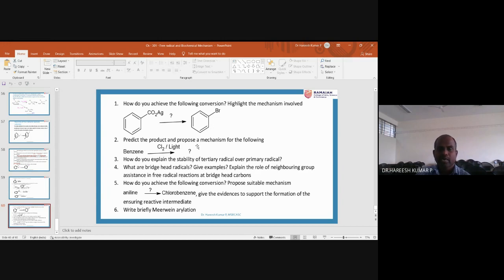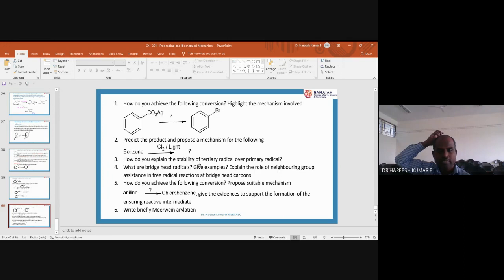Predict the product and propose a mechanism for the following. An aromatic compound is irradiated in the presence of light with chlorine. What is the product? Isopropyl benzene. You have to write the product and also write the mechanism.